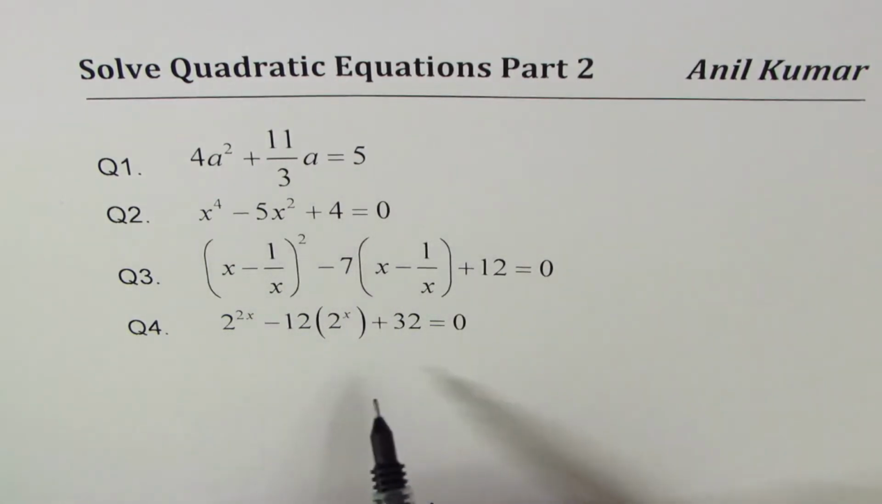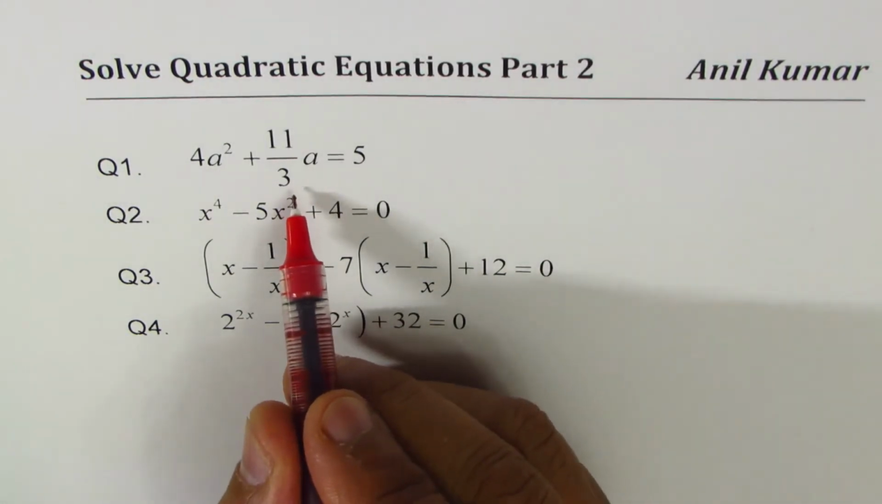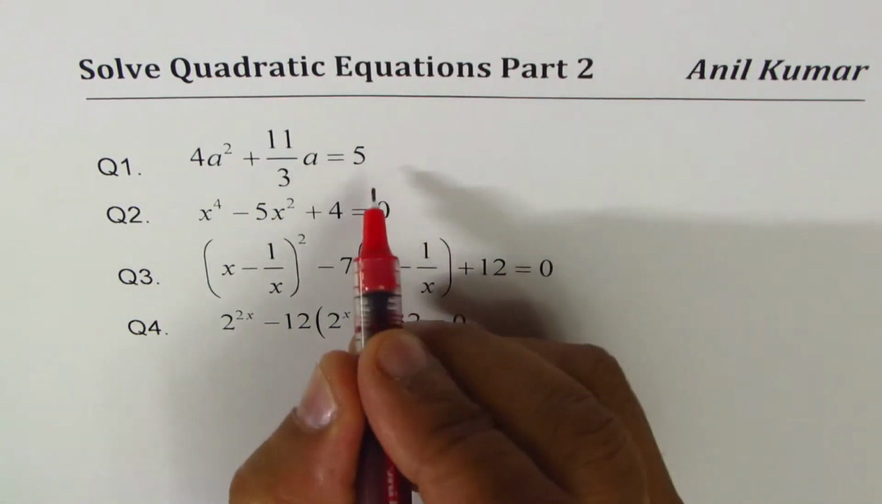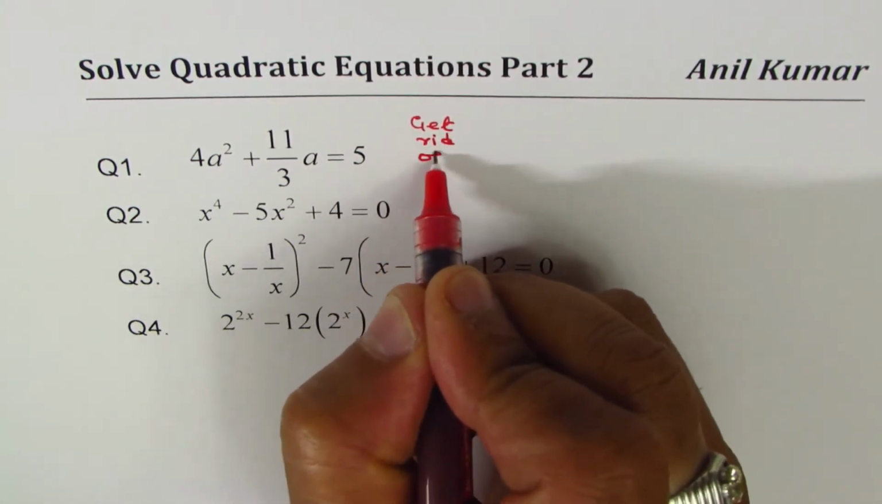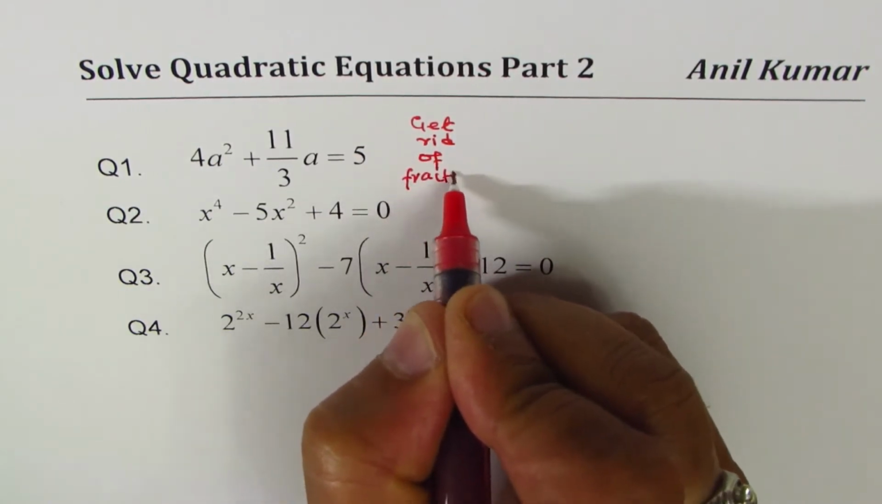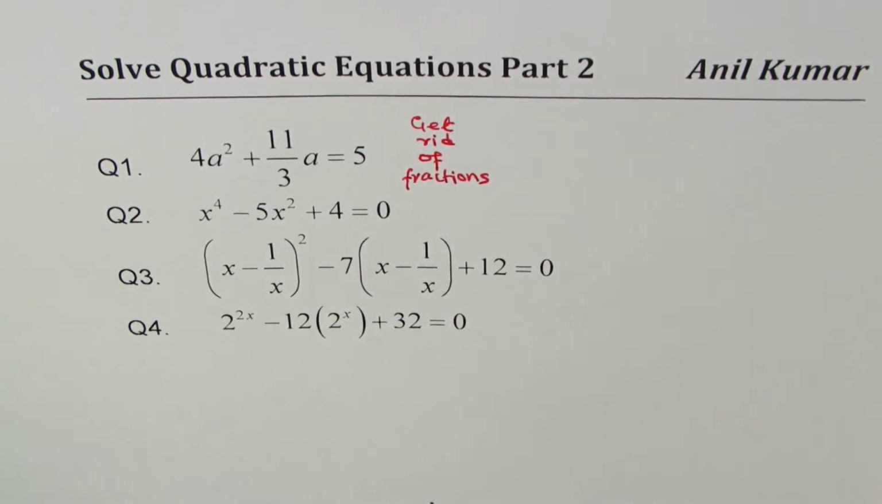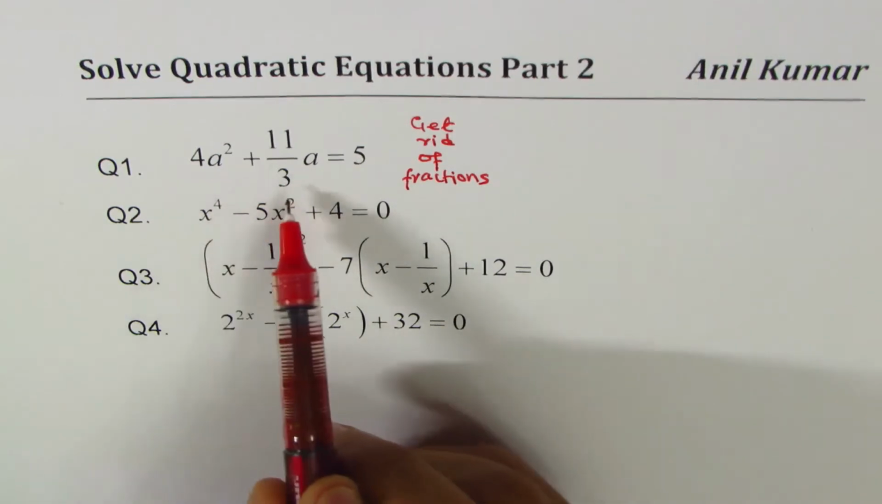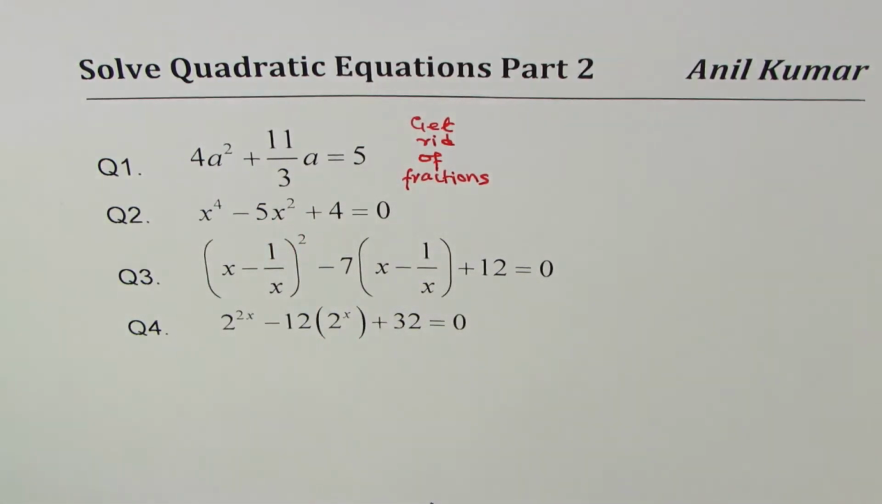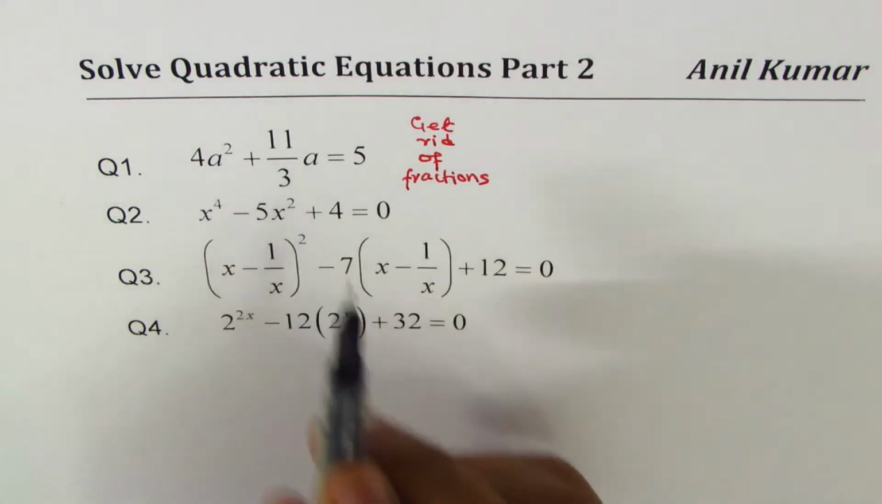Now, as you can see, all these 4 questions are related with quadratic equations. The first one involves fractions. So the strategy for questions which have fractions is to get rid of fractions. Now how do you do that? You do it by multiplying by the lowest common denominator. In this case, denominator is 3. So in such questions, what you should do is you should multiply each term by 3.